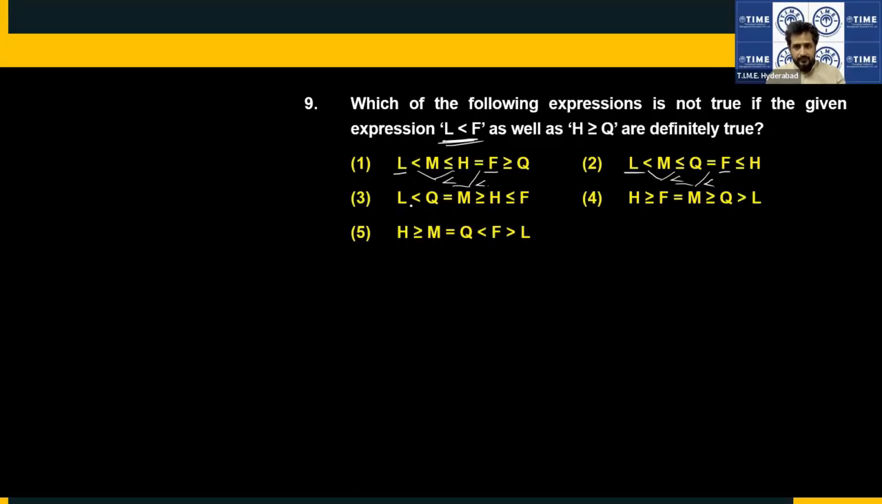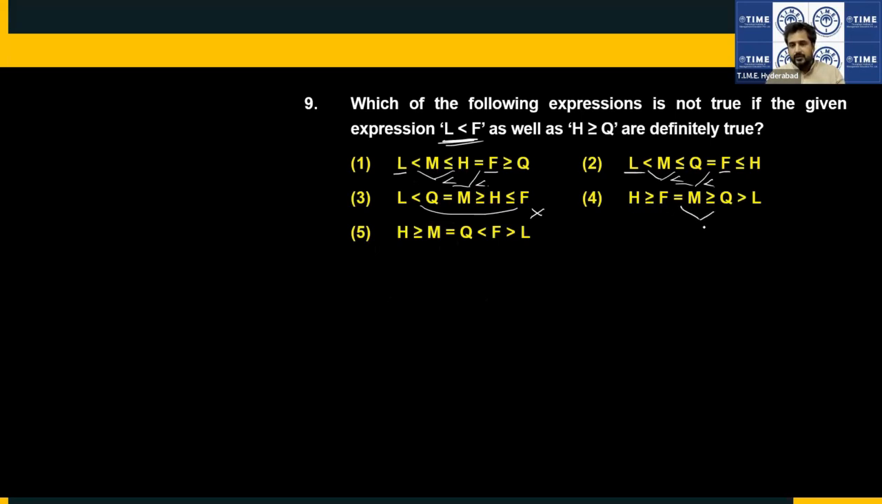Next, L and F. We have opposite signs, so we cannot establish any relation. When you cannot establish any relation, the problem is you cannot say that it is false or true. It may be true, it may be false. That you cannot say definitely. So even you cannot choose the third one. Now let's move on to the fourth one.